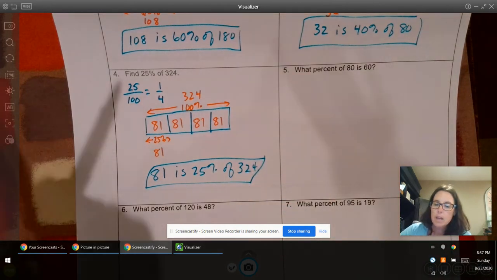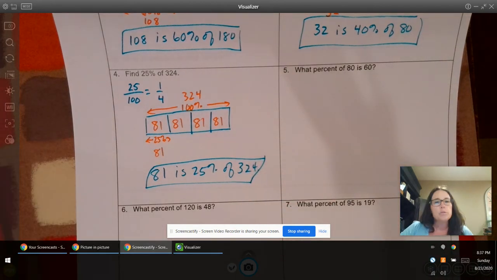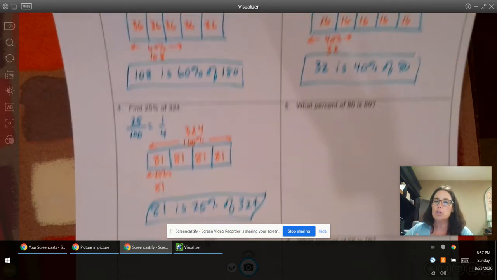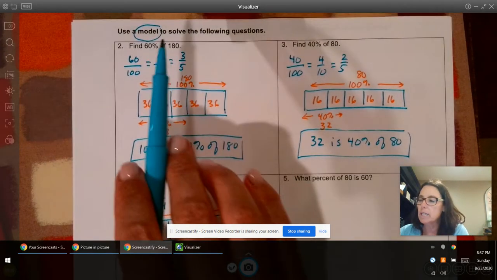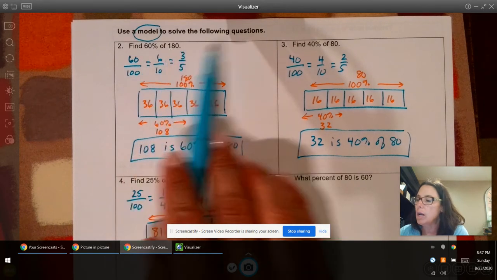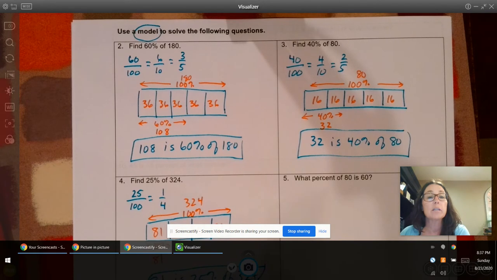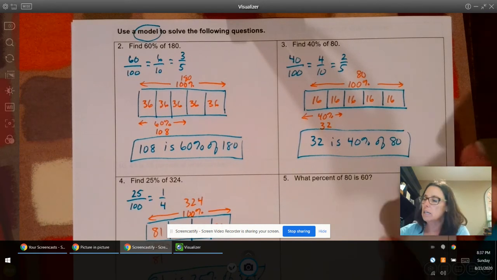Okay. All right. Those 3 problems were all the same kind. You were finding a part given a percent and a whole. I want to make sure you understand that. We were given a percent and a whole. We were finding the part.